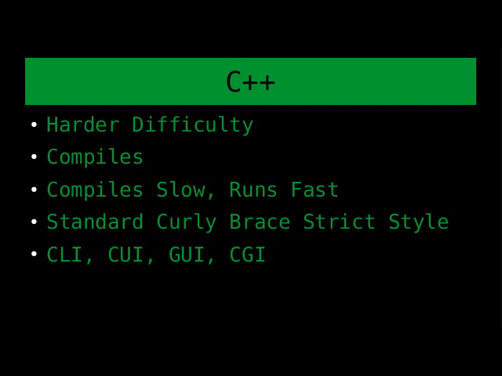The standard curly brace strict style is what we're doing with that. That's the very standard format and the strict style. So you've got to handle all your garbage collection, all your variable declarations, all that. But it's great with command line interface, console user interface, and graphical user interface. That's windowed stuff. Whenever I talk about GUI, that's what I'm talking about: making something that runs in a window.